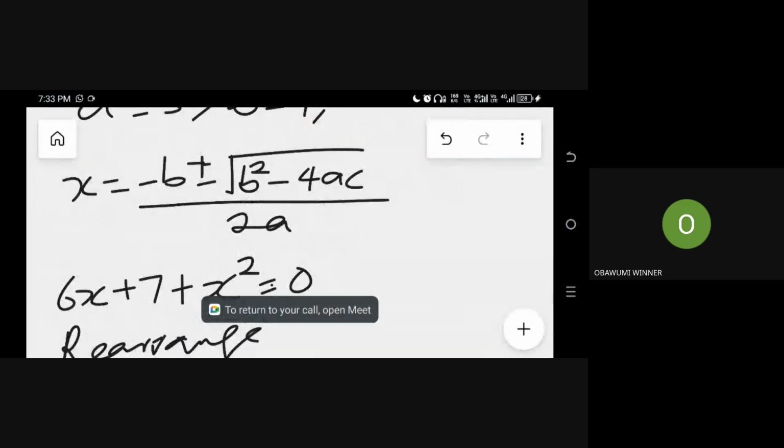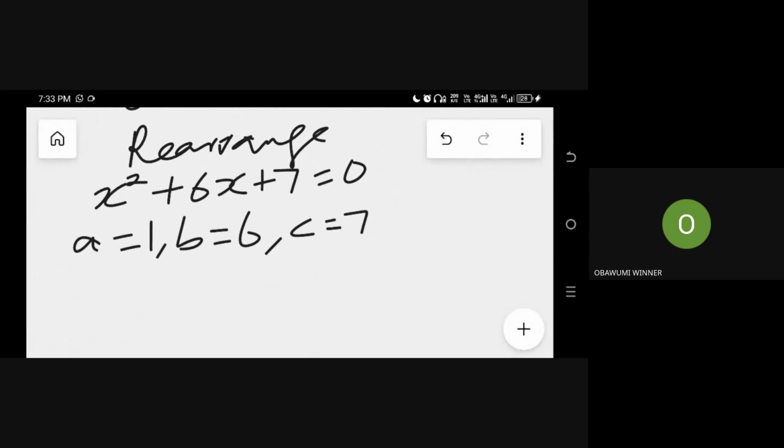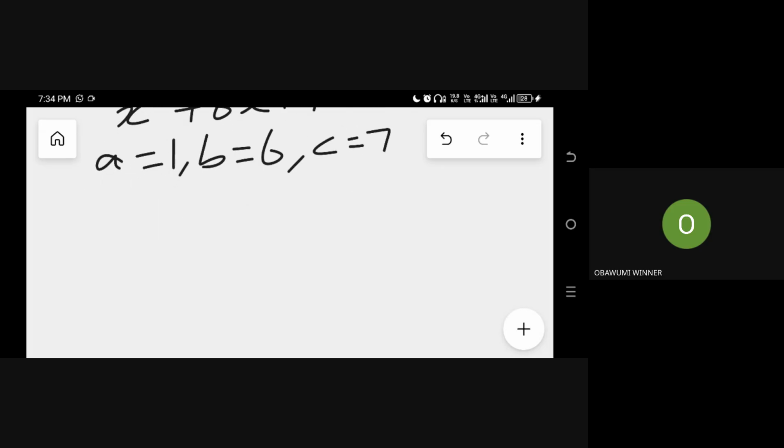Okay, so now here we have A as 1, B as 6, and this C as 7, as you can see. Here we're just saying how to get those values. So let's look at an example of how we can use the formula method to solve an equation.